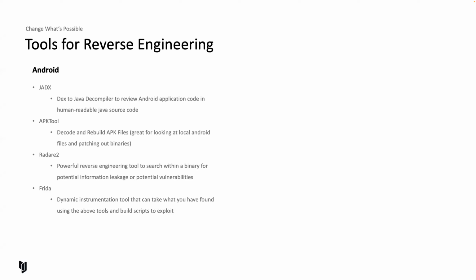Radare, not talked about as much, but it is a powerful reverse engineering tool to search within the binary and potentially patch out. This can be used a lot more in heavily obfuscated applications. You can follow the paths and navigate the application a little bit better. It is a complicated tool to learn. I recommend checking out some videos if you really want to learn about that, because it's not easy, but very powerful.